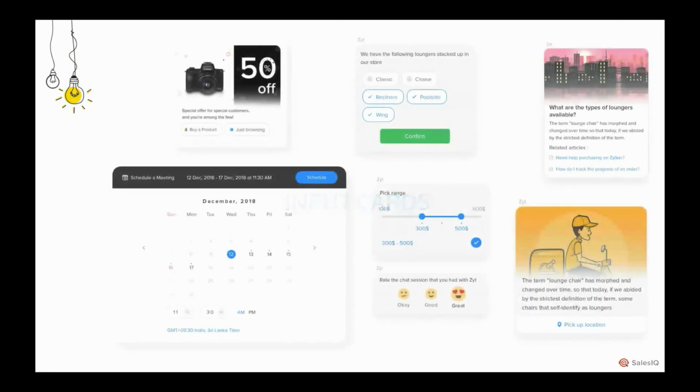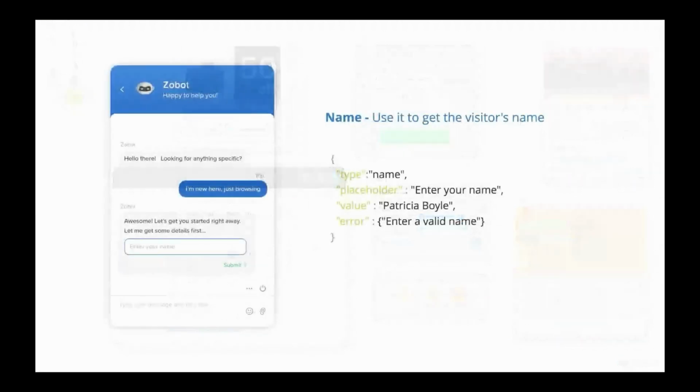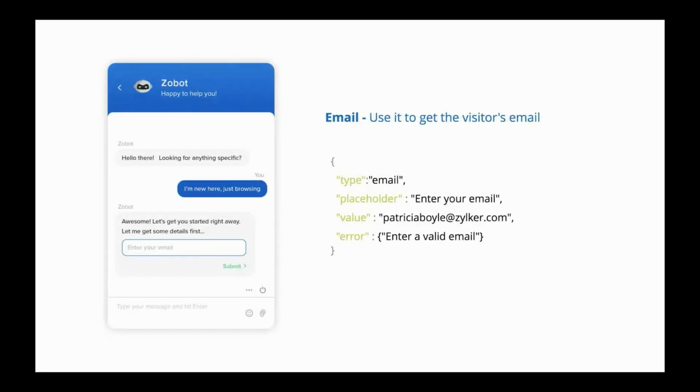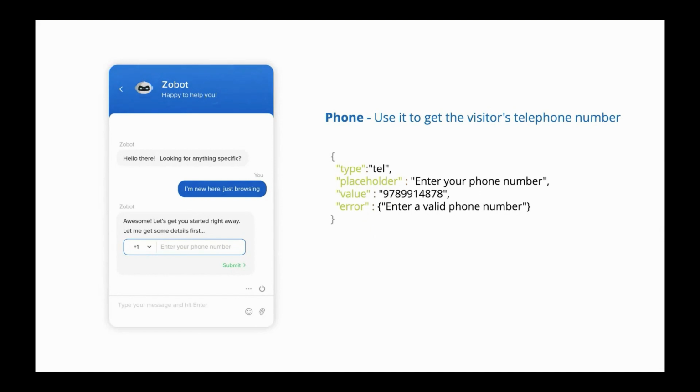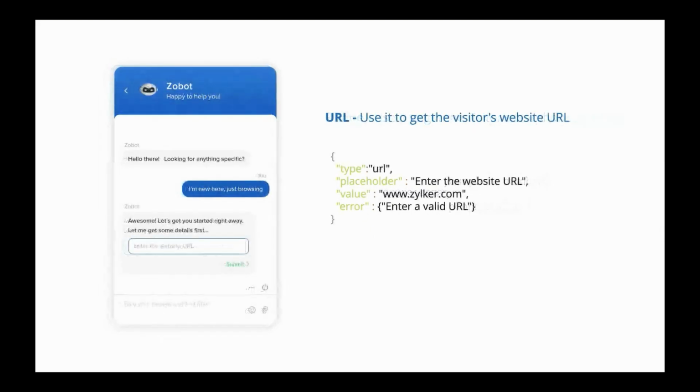We have also added some new widgets to the list. You now have input widgets to collect your visitor's name, that looks like this. You will always have the type and your placeholder. The type and the placeholder are mandatory values that you will have to define for these input widgets. Value and error are not mandatory. So you have input widgets to collect your visitor's name, their email address, telephone numbers, and also their website URLs.